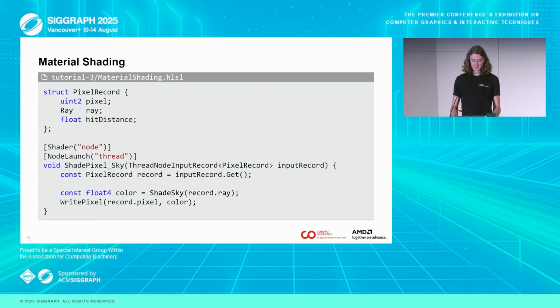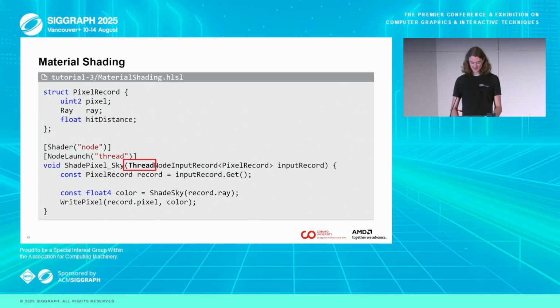We'll declare a new node for this. We'll very creatively name it shade pixel underscore sky. From the name, you can already imply, okay, this will just shade a single pixel instead of processing the whole 1080p or 4K image. And this will be for the sky node. As it's a single pixel, we can use the thread launch mode, because we just have one thread per pixel. That fits perfectly together. With the thread launch mode, we obviously need to set the input node type to the thread node input record.